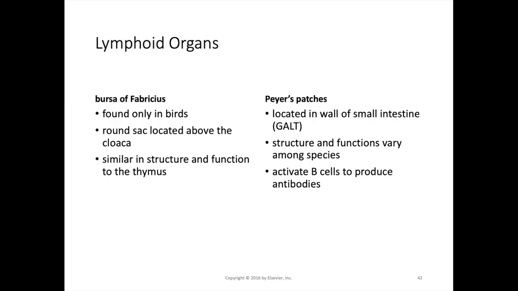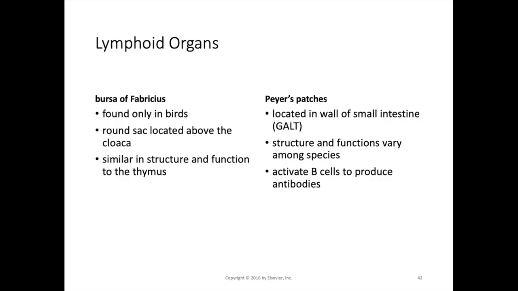Then we have the bursa of Fabricius, which is found only in birds. It's a round sac located above their cloaca, which is, of course, that common duct for both bowel movements and urine passage. It's similar in structure and function to the thymus.